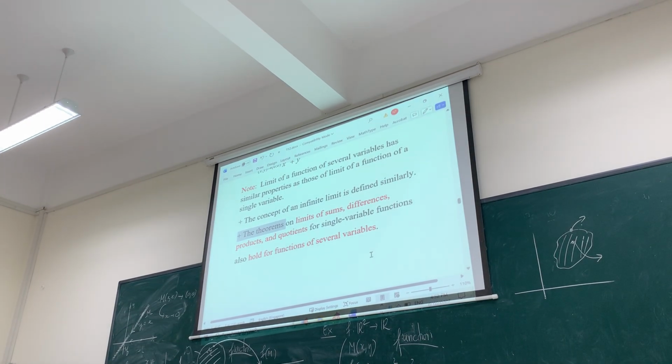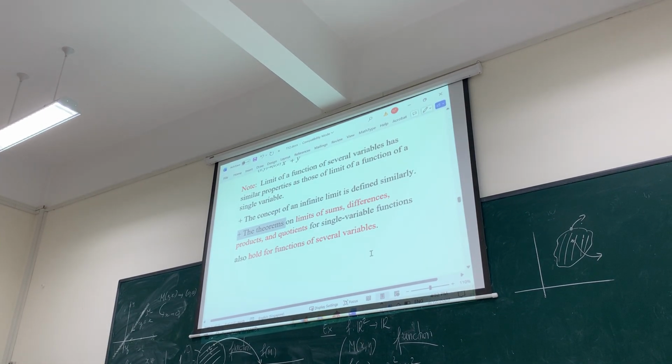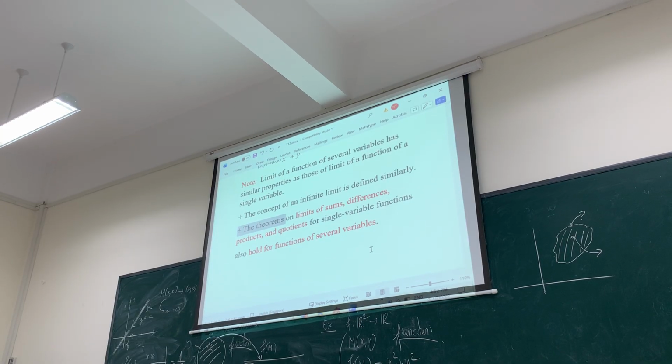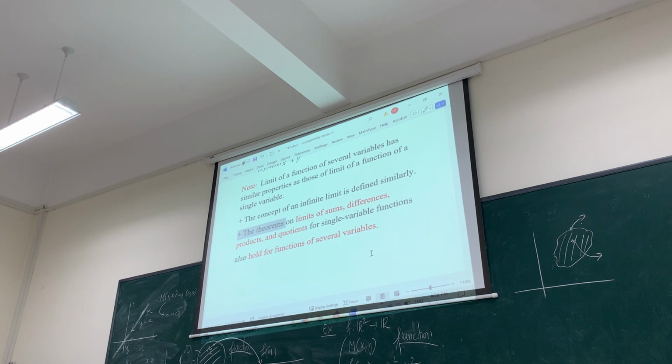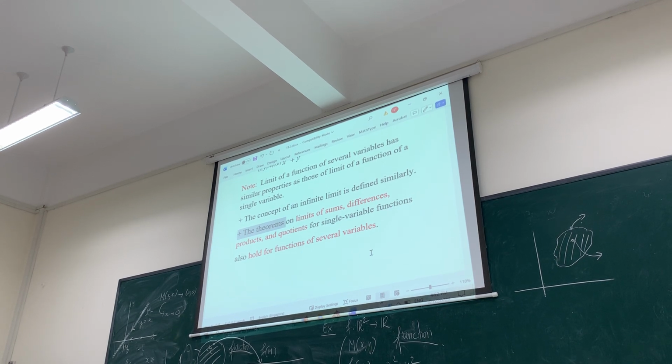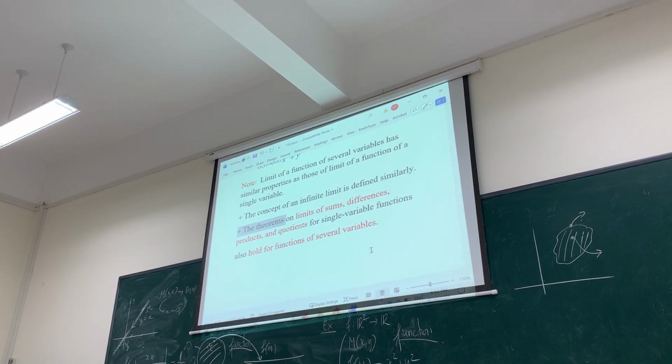The theorem on the limit of a sum: does that mean the limit of a sum equals the sum of limits? The limit of a difference equals the difference of limits. Product and quotient are the same, similar.